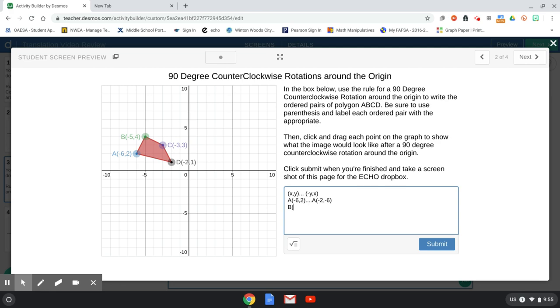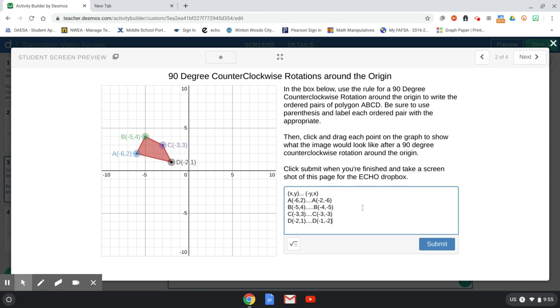Now, point B is starting at (-5, 4). So according to that rule, the 4 is the y, so the 4 becomes negative and switches places with the x, which is already a -5. C says (-3, 3). So according to that rule, the second 3 is positive, so it's going to switch signs to a negative, and then switch places with the x. And then D, starting out at (-2, 1), the new D would be the 1 becomes negative and switch places with the x.